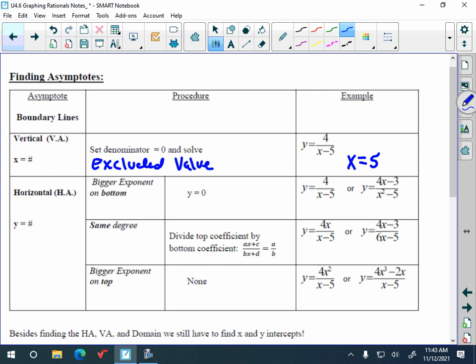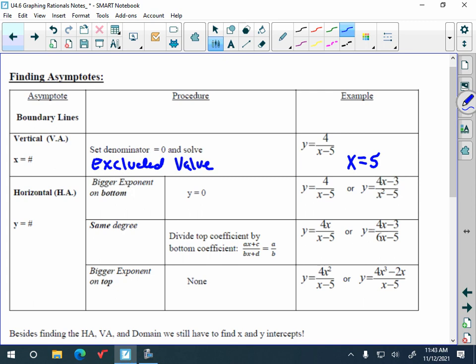This one's a little harder to see. Why is the bigger exponent on the bottom? Well, this is x to the first down here. There really is an x on top. They just don't put it in there. It's really x to the 0 power. Because x to the 0 power is really just 1, because anything to the 0 power is 1, and 1 times 4 would be 4, they don't put in x to the 0, but there really is an x to the 0 on top. And if x to the 0 is on top and x to the first is on the bottom, it's bigger on the bottom.